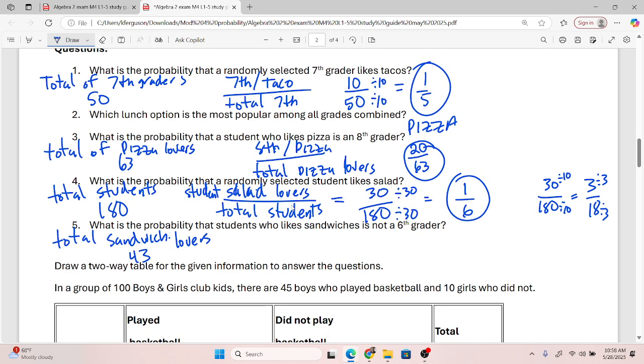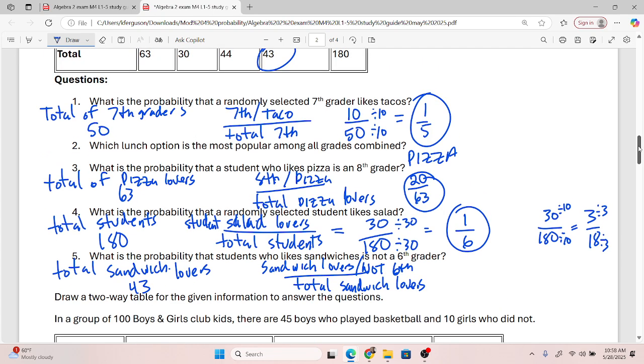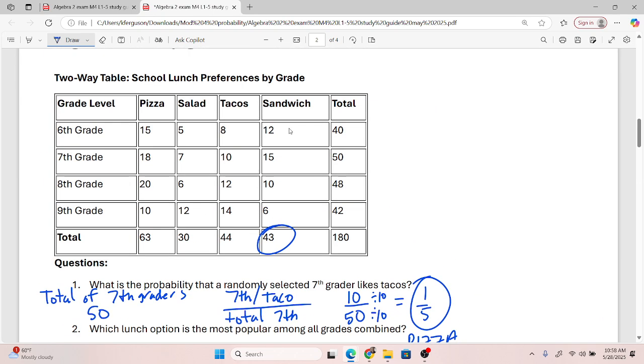And so now what I want is sandwich lovers who are not in sixth grade over the total sandwich lovers. Okay, so the sandwich lovers that are not in sixth grade. Well, if I go back up here, sixth grade is 12. Nope, don't want that number. So I got 15 plus 10 plus 6. Just like my man said, that's 31.